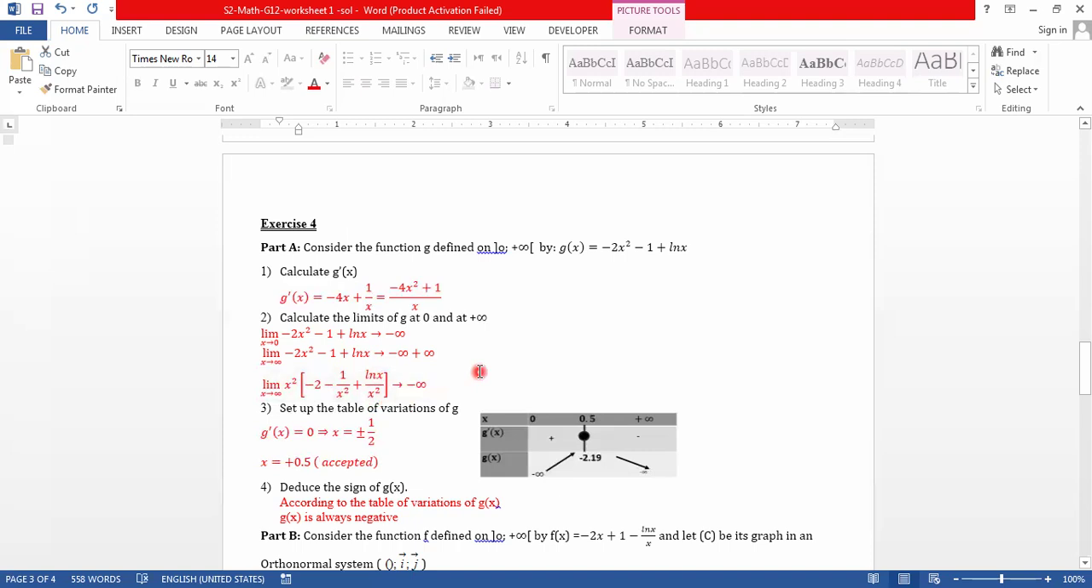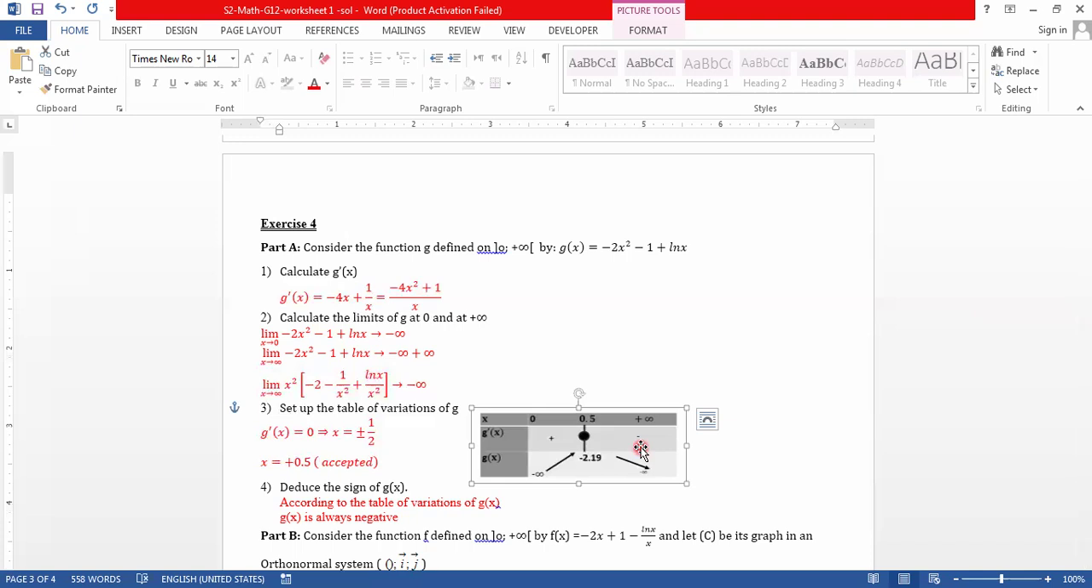And now we need the table of variation of g, so we take the derivative equal to 0. So we will have two roots, plus 1 over 2 and minus 1 over 2. Minus half is rejected because it's outside the domain. So the only accepted solution is 0.5. So opposite, same, plus and minus. So this is the table. Remember very well because you are going to use it later on.